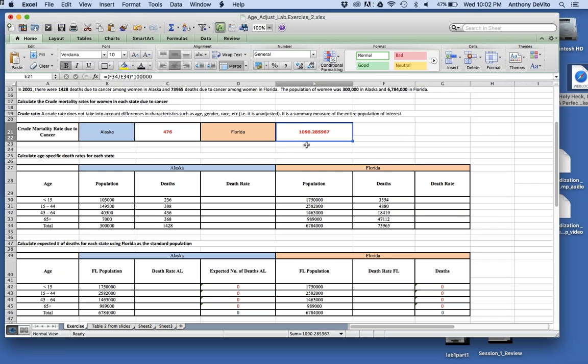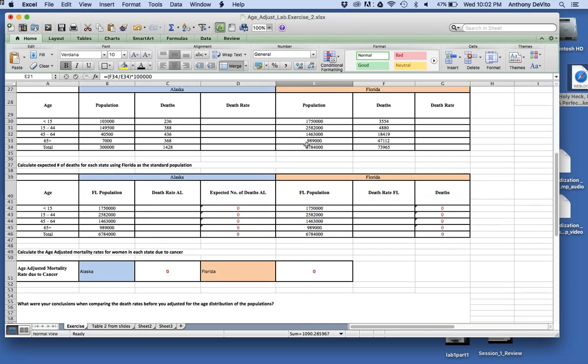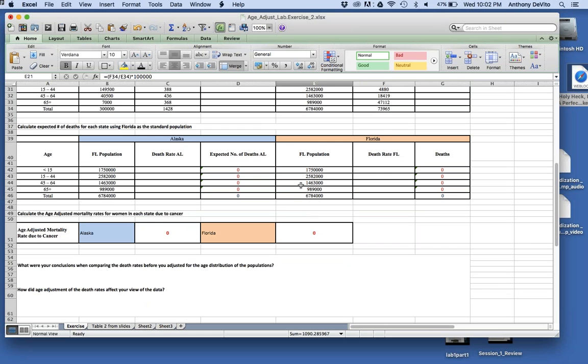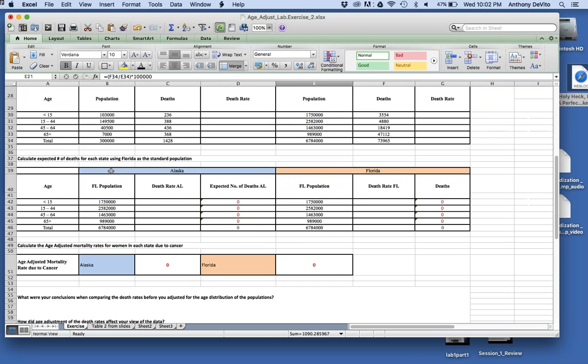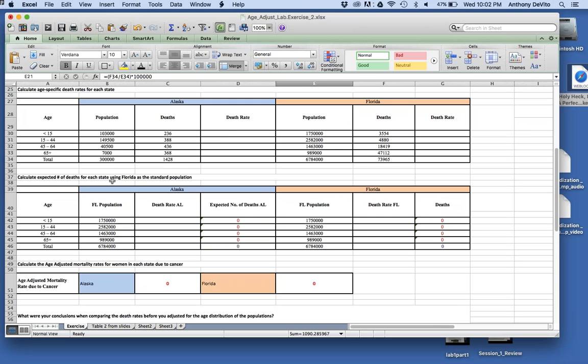The way you're going to tease age out of this so you can get a closer look is you're going to adjust this mortality rate for age by applying the individual age-specific rates to the same population. We could have chosen the population of Alaska. We chose the population of Florida as our standard population. You could have also added the two together. You could have used the population of the United States.